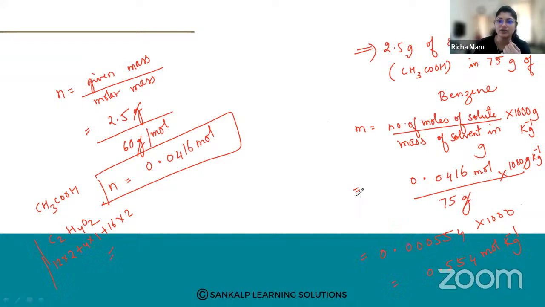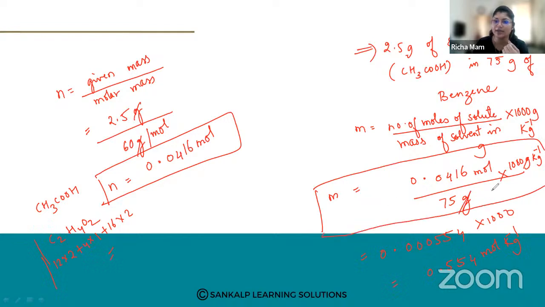Whenever you are substituting, that time only you can write the units, then you will come to know. Gram and gram get cancelled. We are left with only mole and per kg. Okay, fine. So this is the formula. Yes, Abhilash has also answered. These are the concentration terms which we have discussed. Some extra examples we are going to discuss at the last.